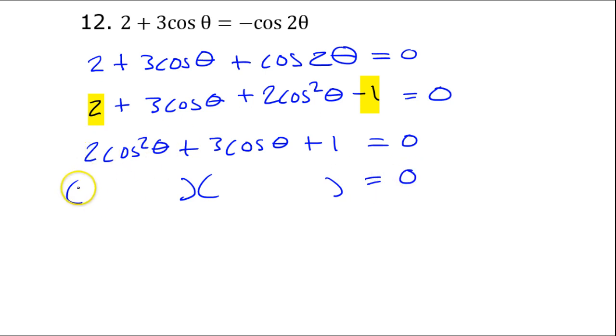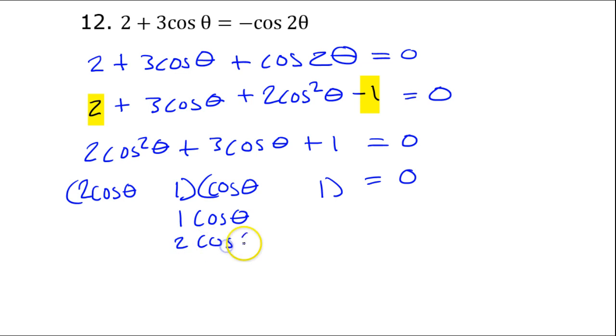2 cosine squared can only factor as 2 cosine theta times cosine theta. Then I look at the final term. 1 can only factor as 1 times 1. Now, inner plus outer must equal middle. Inner, I have 1 cosine theta. Outer, I have 2 cosine theta. I'm trying to make 3 cosine theta, and that will happen if both of these are positive. That means both of these would be positive. So there we have factored it.